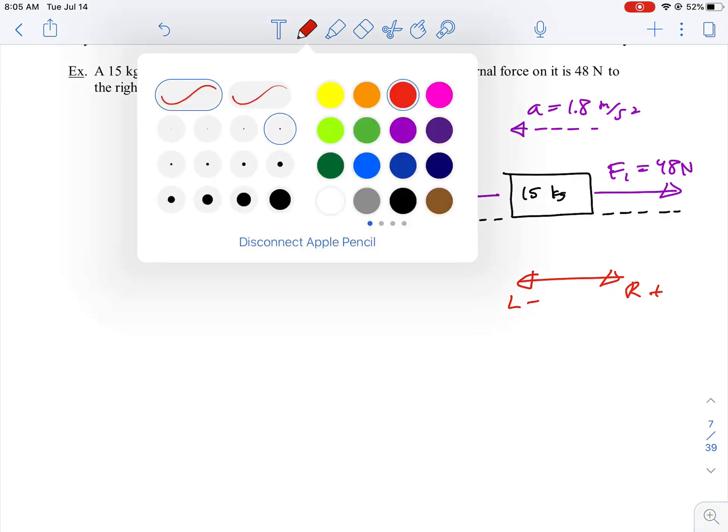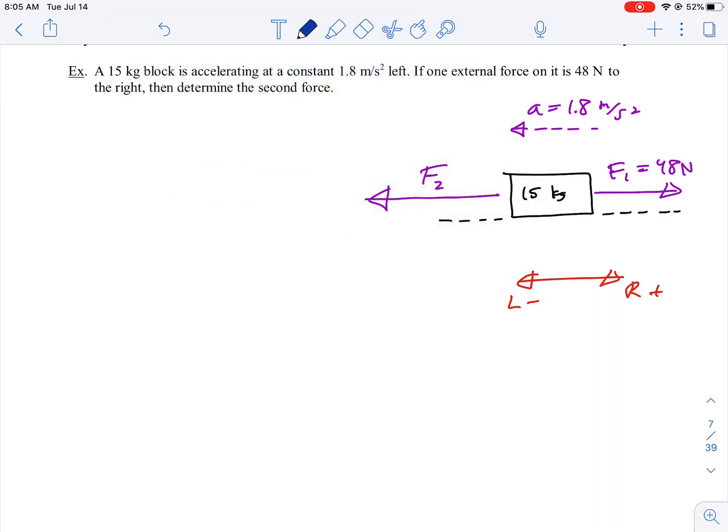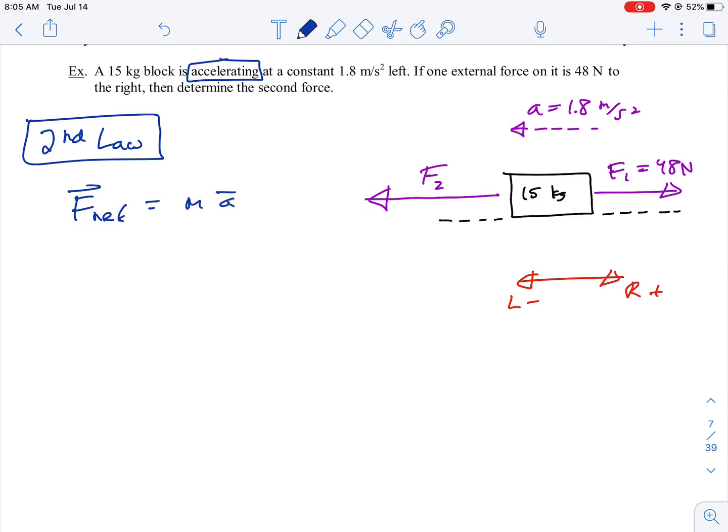Okay, now, next thing we do is we state the principle. So because we see the word acceleration, anytime we see the word acceleration, that's going to be Newton's second law. And it leads directly to the equation F net equal to ma. But again, what does the word net mean? It means total or vector sum. So F net becomes F1 plus F2 equal to m times a.